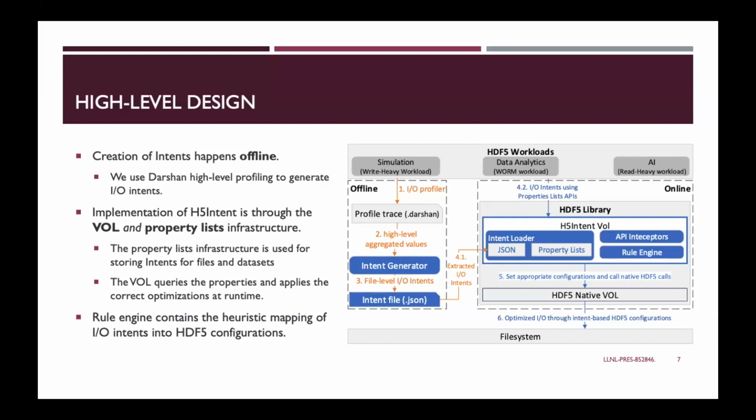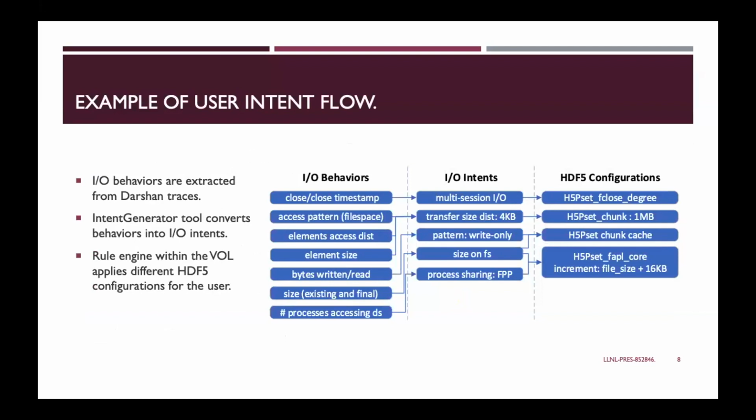So what we did here was we built a rule engine which can take some of these use cases and demonstrate the benefit of doing this. Just as a little bit of example of what we are looking at, the IO behaviors from Darshan's high-level tracing: we are looking at multi-session, like the close and open timestamps. We are looking at access patterns, access of elements, and bytes read and written. We are looking at the size of the file before and after the application ran, or how many ranks are processing the dataset. These get converted into a smaller set of IO intents or use cases.